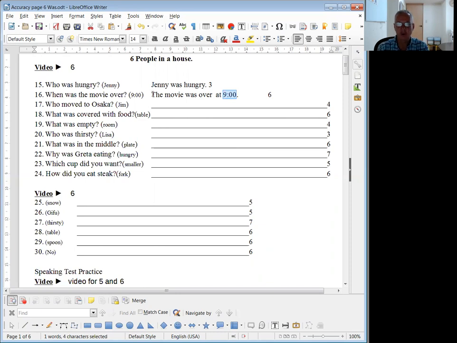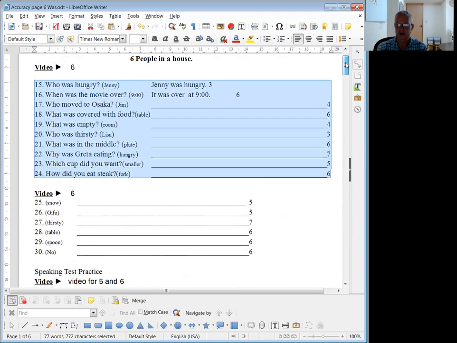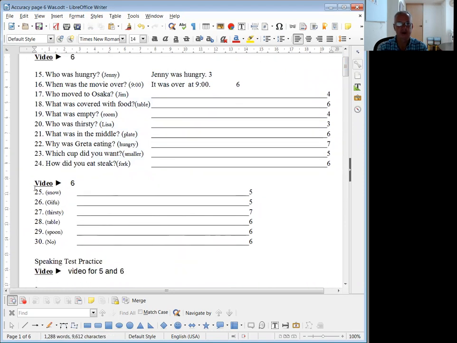But if you want to say it, change the movie to it. Now you have 5 words. That's okay. Both ways are okay. So the long version is 6, but you can change it to 5. Don't worry about that. So now I want you to finish 15 to 24, write the answers, and check the answers. Finished. Let's go to the next part.